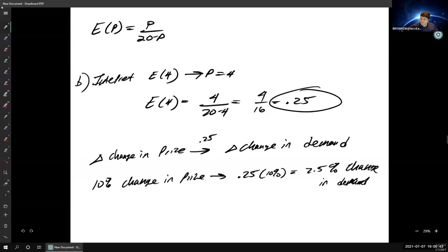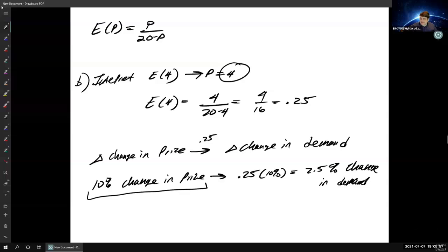What this 0.25 represents is kind of what is the conversion rate. If I had a 10% change in price, and once again, this is at a price of $4. If we change the price, we change this ratio. But this says at $4, whatever your change in price is, your change in demand will be 1/4 smaller. So a 10% change in price would be a 2.5% change in demand. And that's what this elasticity measures. It's the ratio, the conversion rate between your change in price and your change in demand.